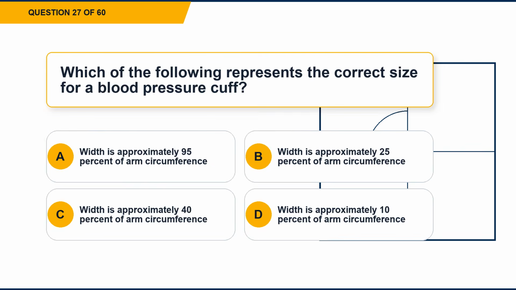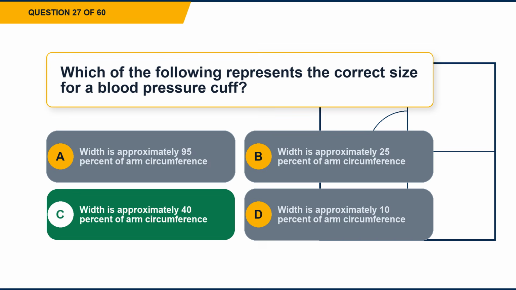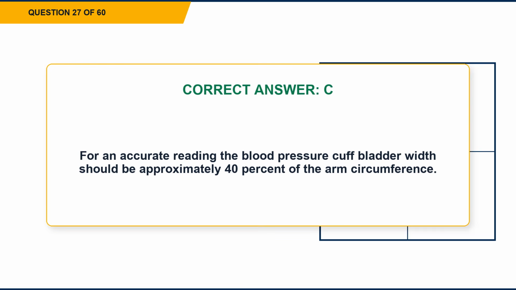Question 27. Which of the following represents the correct size for a blood pressure cuff? Option A, width is approximately 95% of arm circumference. Option B, width is approximately 25% of arm circumference. Option C, width is approximately 40% of arm circumference. Option D, width is approximately 10% of arm circumference. The correct answer is option C, width is approximately 40% of arm circumference. Explanation: for an accurate reading, the blood pressure cuff bladder width should be approximately 40% of the arm circumference.